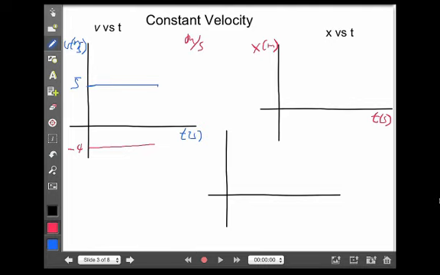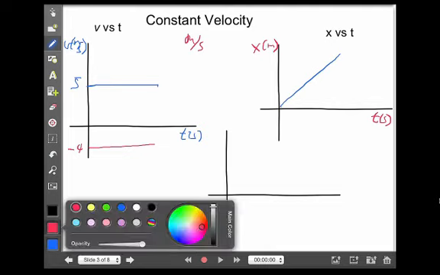That would be this line. Something that has a constant slope on a displacement time graph would indicate that it has a constant velocity. Now, here though, it doesn't always matter so much where that line is, it matters what the slope of that line is.